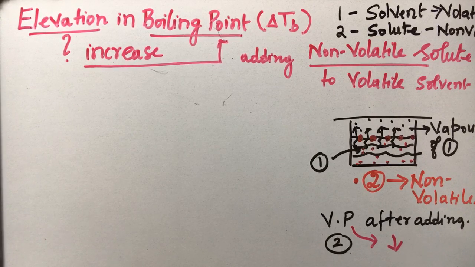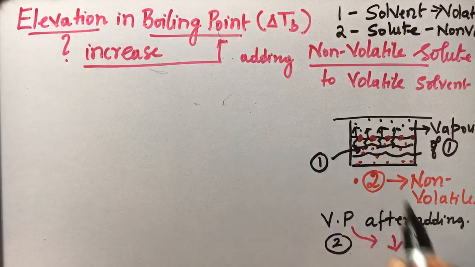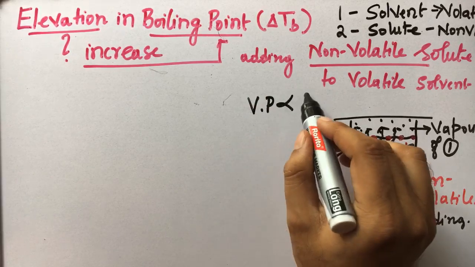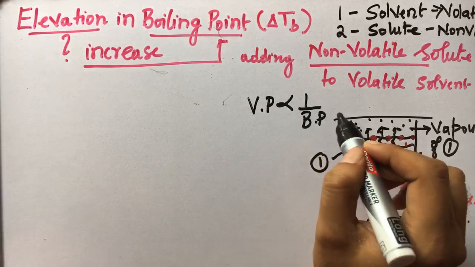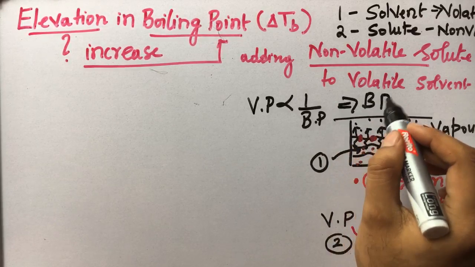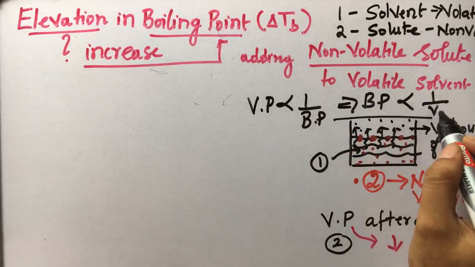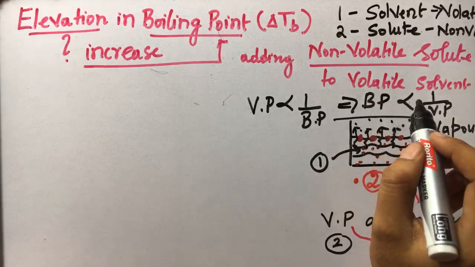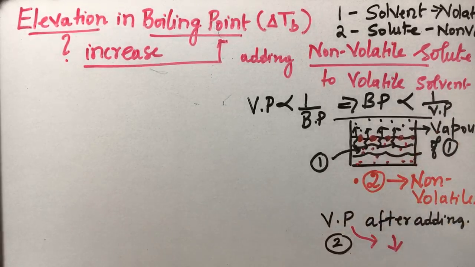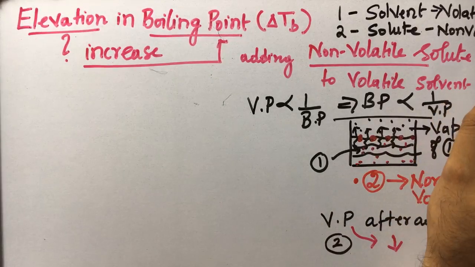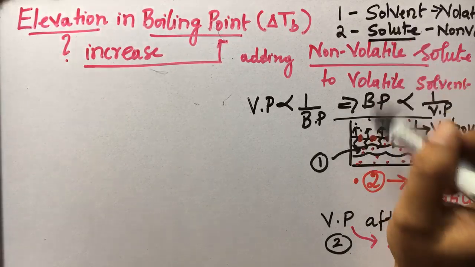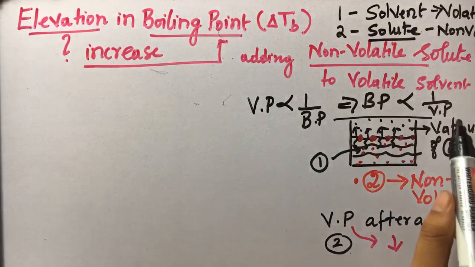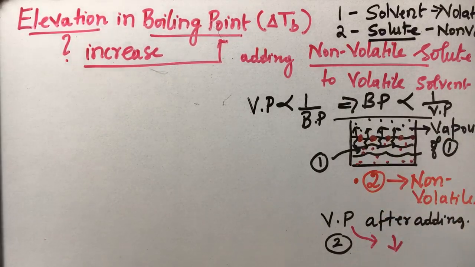So vapor pressure decreases. In our last class, we studied that vapor pressure is inversely proportional to boiling point, which implies boiling point is inversely proportional to vapor pressure. If vapor pressure decreases, what should happen to the boiling point? It will increase. So definitely, students, you have to remember, by adding a non-volatile solute 2 to the volatile solvent 1, vapor pressure of the liquid decreases. Because of the decrease in vapor pressure, boiling point increases.